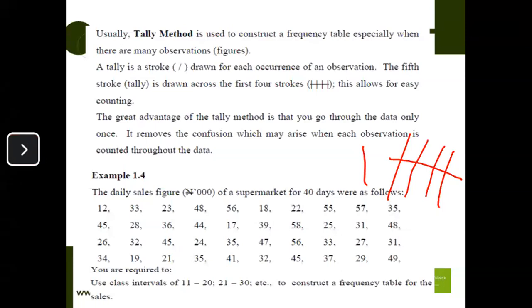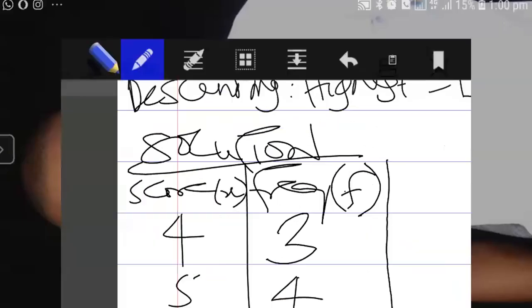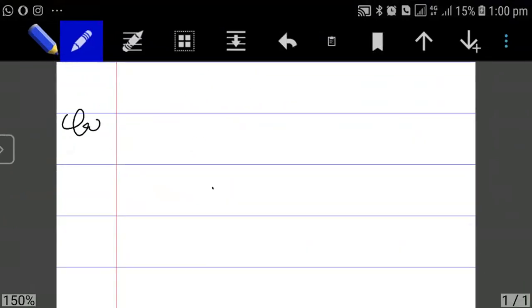Look at the data. Oh yeah, let's solve. You will create your table interval. But before you create it, what is the highest figure here? The highest figure here is 49. Oh, sorry, not 49. We have 58. Do we have 60? The answer is no. So our interval should be our class interval.